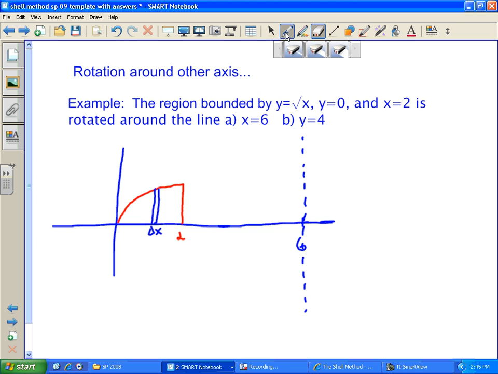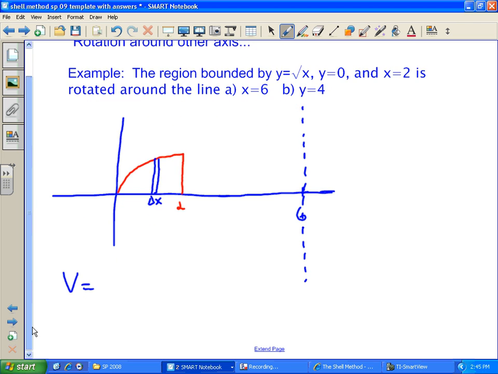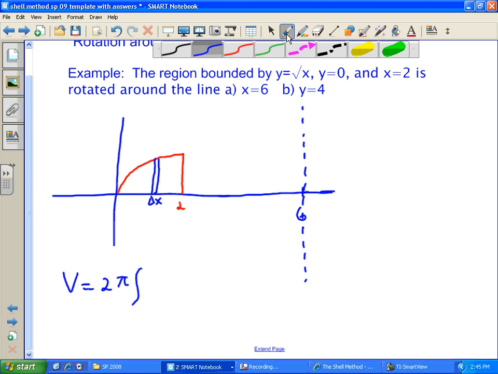So the volume equals, with the shell method, the constant is 2 pi. We want the shell radius. Since the rotation is around this axis, the shell radius will be whatever this distance is given in green, and the shell height will be this distance. Okay, shell height is easy and shell thickness is easy. Let me plug them in. The thickness is dx. Shell height is given by the function, in this case the square root of x function.